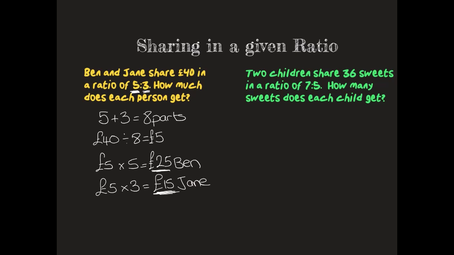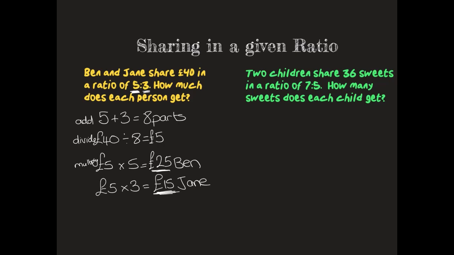So remember, the first step is to add. So you add up the 2 parts of your ratio. The second thing that we do is to divide to find out the value of one part. And then finally, to work out each person in the ratio, we multiply by the value of each individual part. Okay, so if you want to pause the video now and use the example we've got here to help you with this next question, you can do that, and then I'll work through it with you.